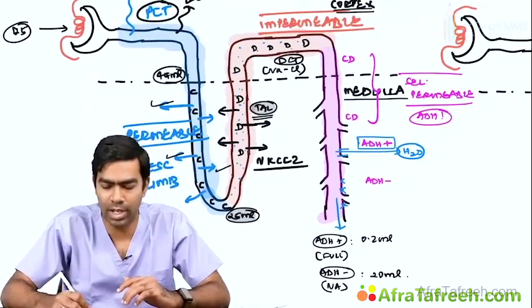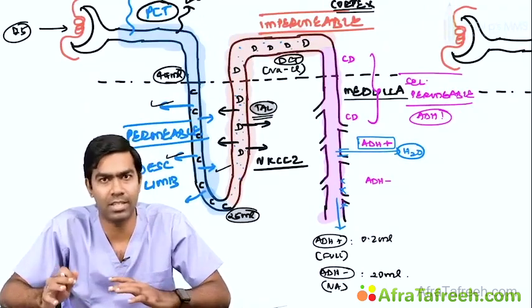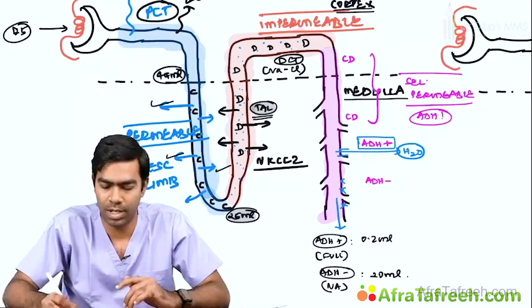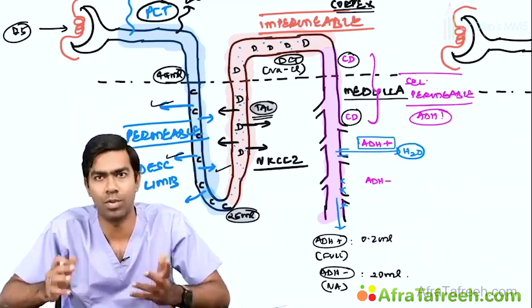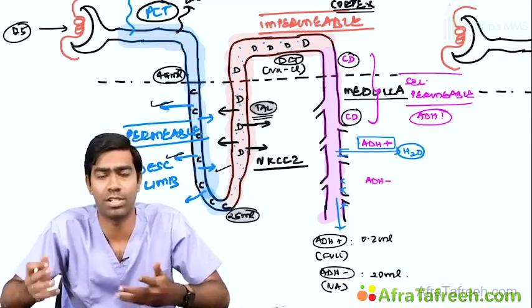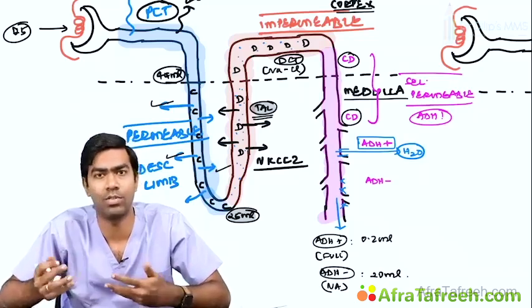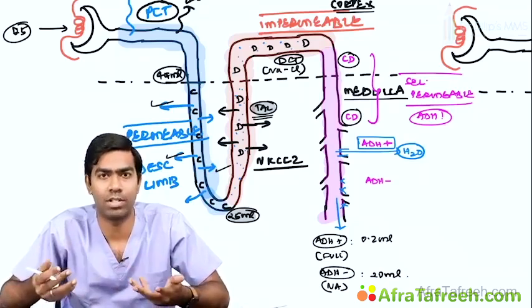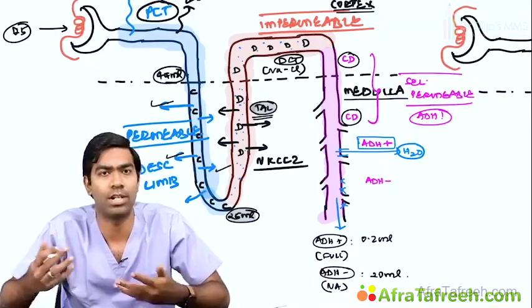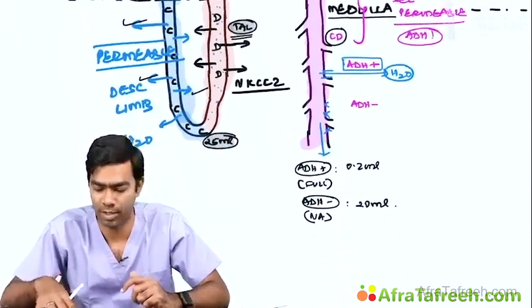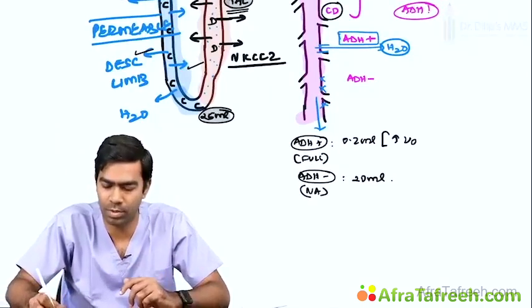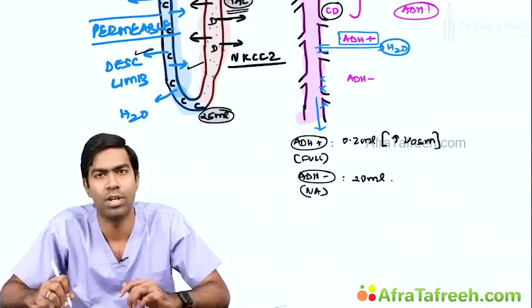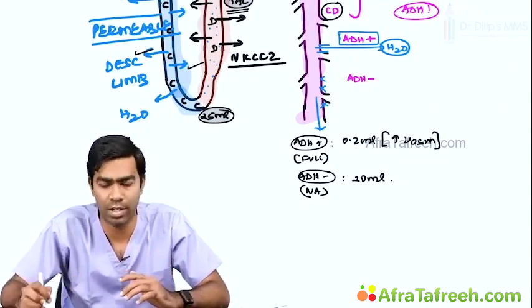So through the diluting segment, there is not going to be much change in the amount of the urine. But in the collecting duct, in the cortical and the medullary collecting duct, how much urine should be produced is decided by the ADH only. And how much it should be concentrated is again dependent on the ADH action only. Suppose if ADH is full, only 0.2 ml of the urine will be produced, which means they are going to produce a very, very hyperosmolar and highly concentrated urine.